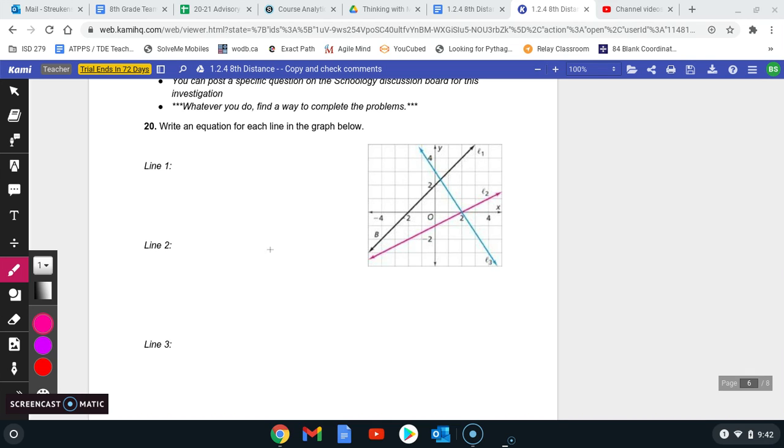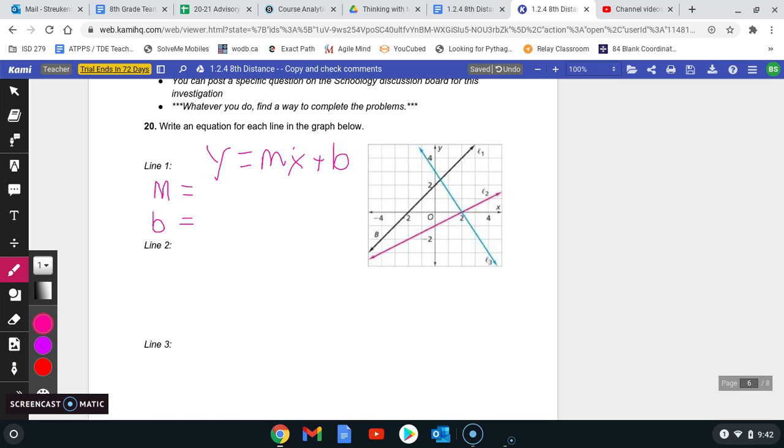So when we're writing an equation, remember we want to find the m. And we want to find the b. Remember the m is the slope, the b is the y-intercept, and we're writing it in the form y equals mx plus b. So once we find the m, once we find the b, we can just plug those numbers into our equation.